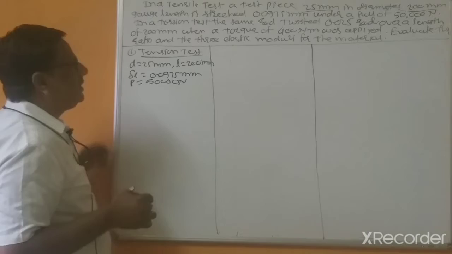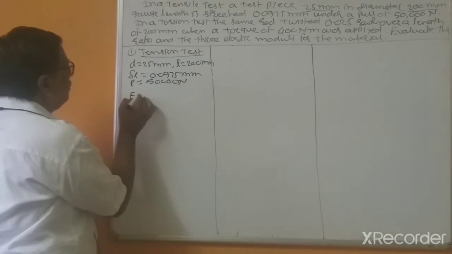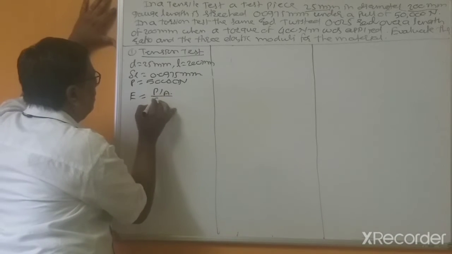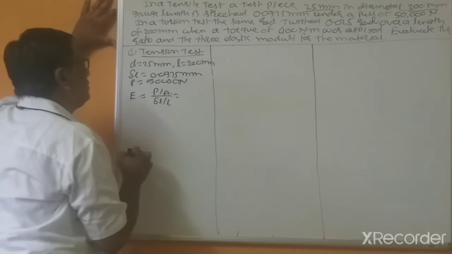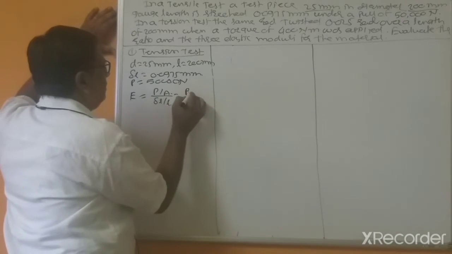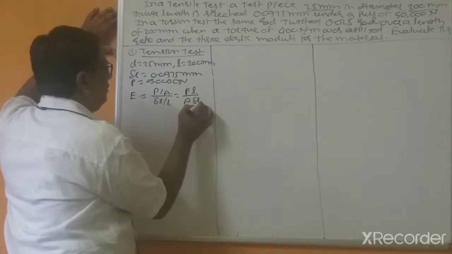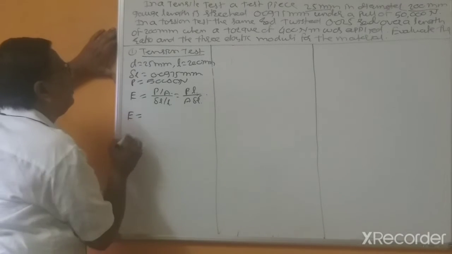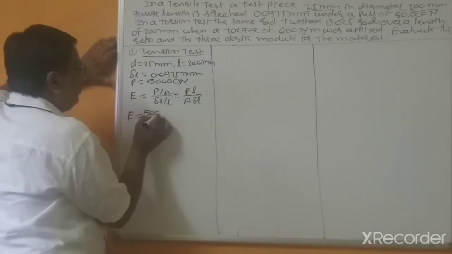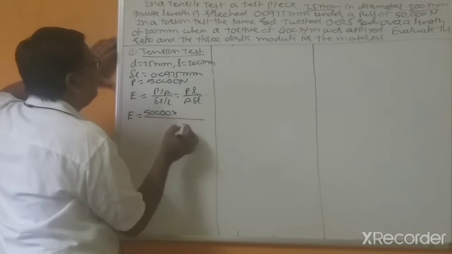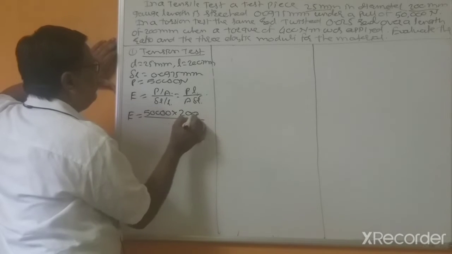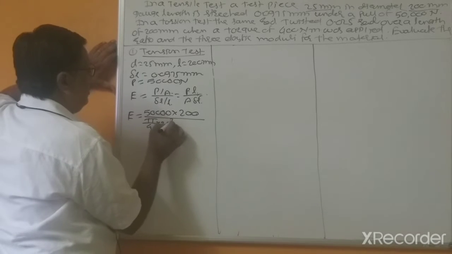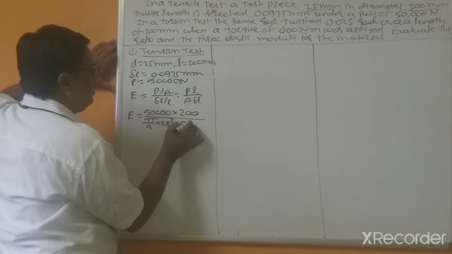Newton. So here E equal to, so can I write P by A divided by delta L by L. So that's why PL divided by A into delta L. So E equal to 50,000 Newton, length equal to 200 mm, area pi by 4 d square, 25 square, and this is 0.0975.